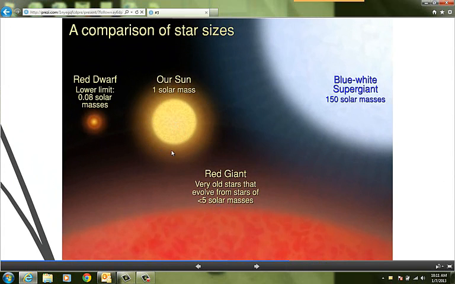Okay, so here's our sun. A red dwarf is smaller than that, but if you look at the red giant, here you can only see just part of it. And a blue-white supergiant, you can only see just part of it, whereas our sun could fit into them many, many times over.